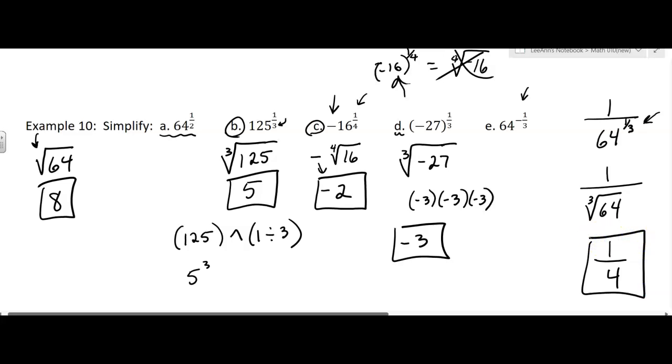Okay, so that's just a little bit of practice with taking it from rational exponents and writing them with radicals. And then we can figure them out. We can simplify them.